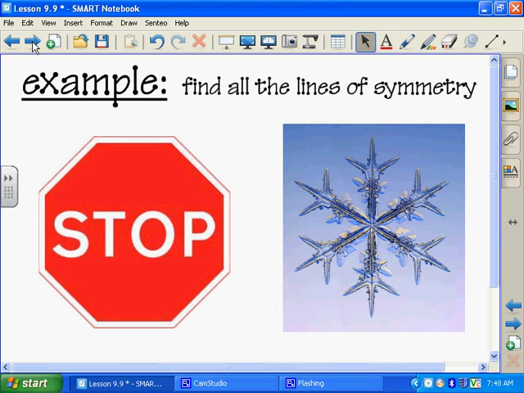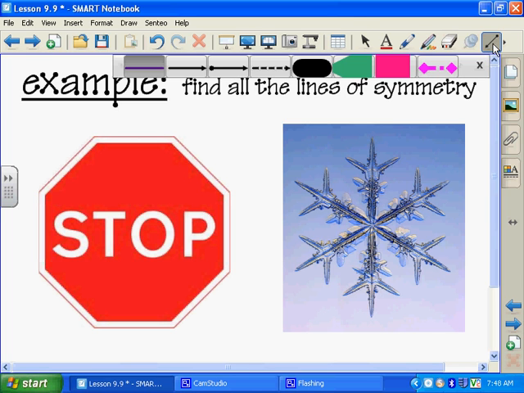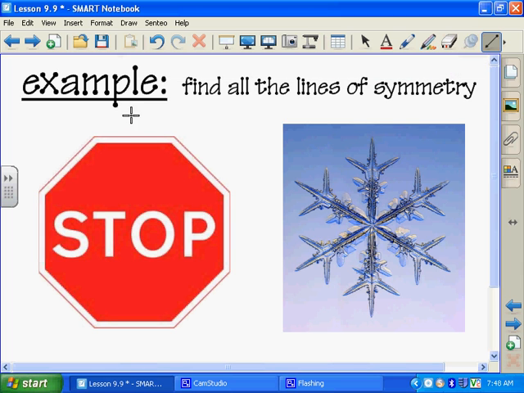Now, how you're going to see this is they will say, find all the lines of symmetry in these figures. So here is a stop sign. Now, this stop sign is a regular octagon, has 8 sides, and that kind of gives you a hint into the lines of symmetry. When they ask you to draw lines of symmetry, I want to cut it in half. So I could draw a line here that cuts it directly in half. I could draw a line here. Those are my two obvious ones.